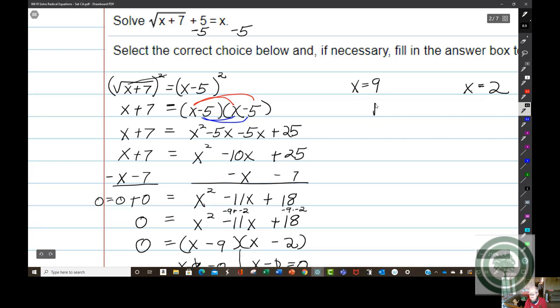And our first line is the square root of x plus 7 plus 5 equals x. So that'll give us the square root of 9 plus 7 plus 5 equals 9. Okay, cool. This is going to be the square root of 16, and now you can see it's true. This is 4 plus 5 is 9. Definitely 9 equals 9. So this is true.